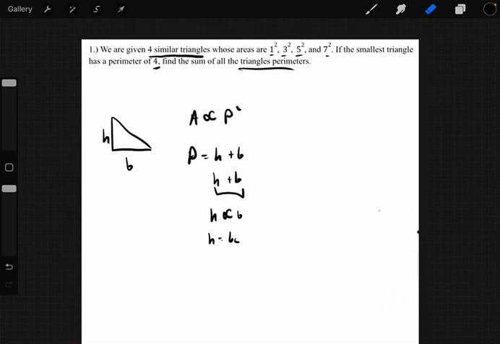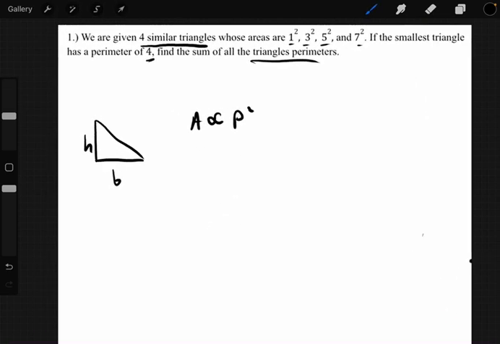Yeah, the fact that there's an H and a B does not really matter. It's just the fact that it's comprised of H and B, as I just showed. So area is proportional to P squared, meaning you can also make area 1 over area 2 equals P1 squared over P2 squared.